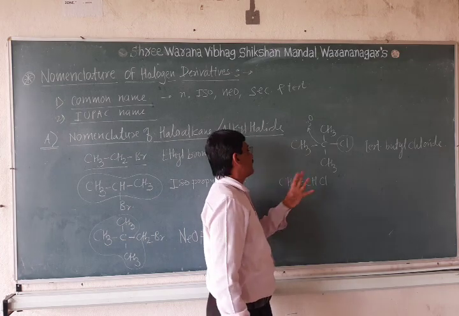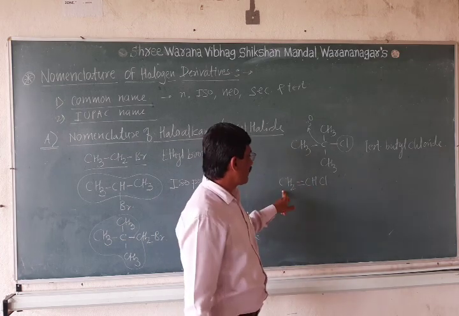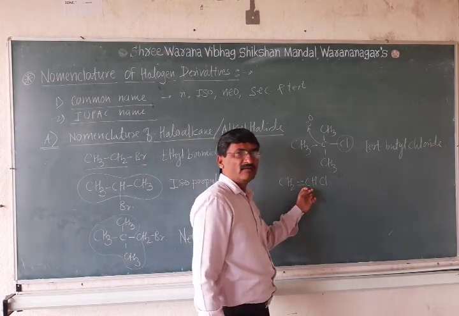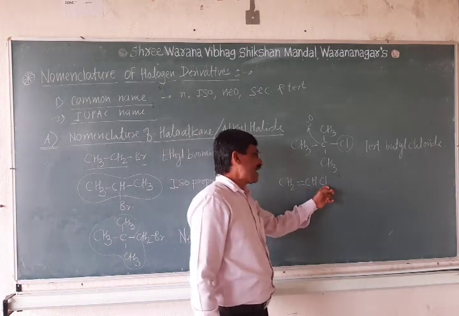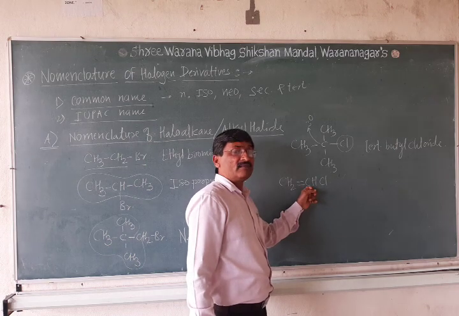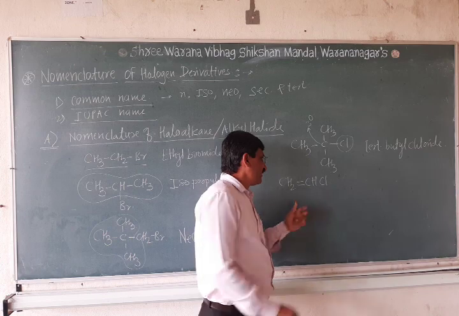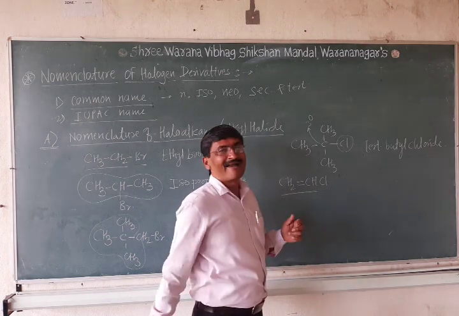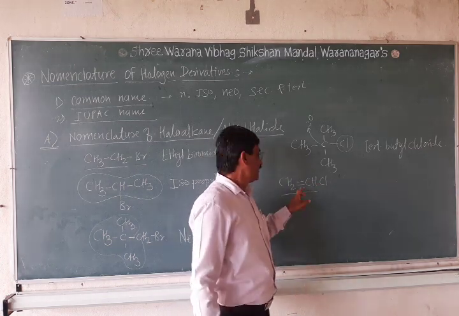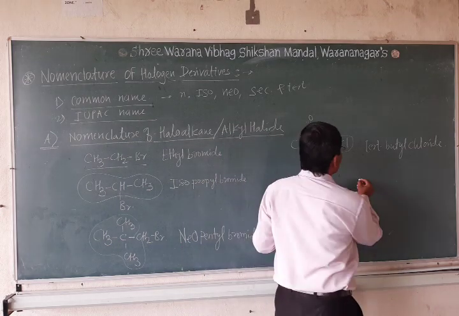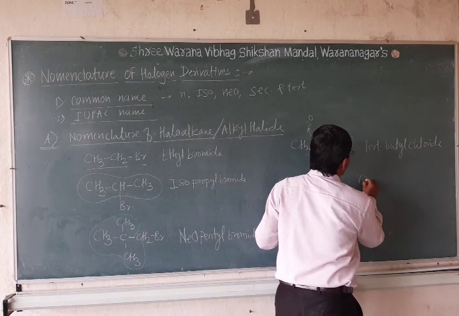name in case of that particular compound is nothing but vinyl. This is nothing but the vinyl group. Why? Because the halide which is attached to that carbon is directly linked to the carbon-carbon double bond, and that's why the functional group is nothing but vinyl. Therefore, the common name in case of CH2=CHCl is nothing but vinyl chloride.